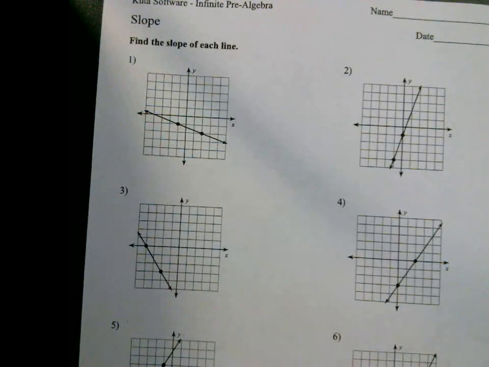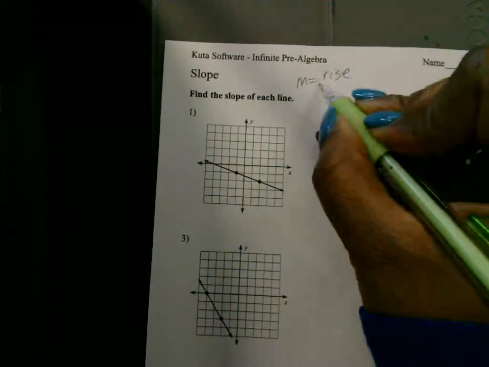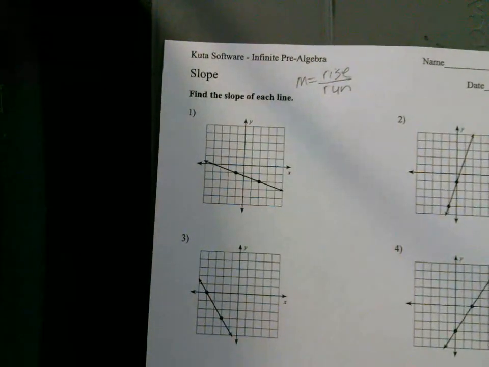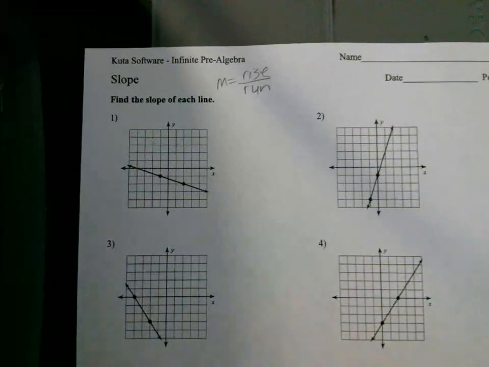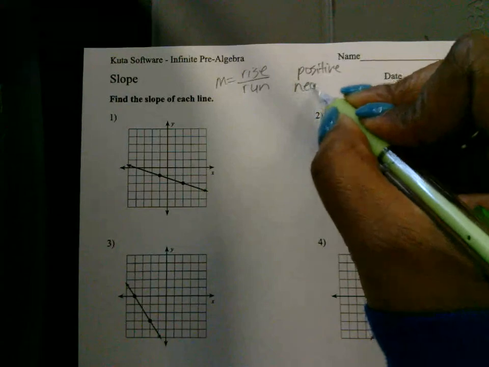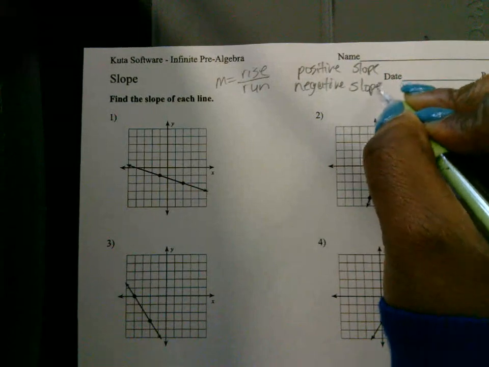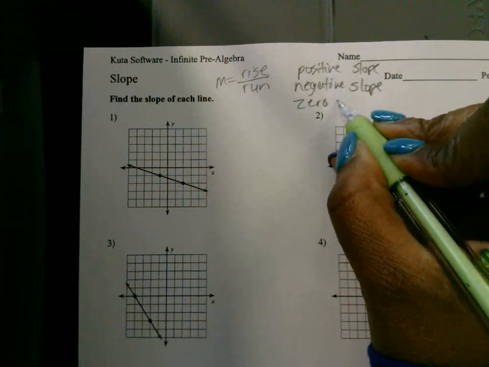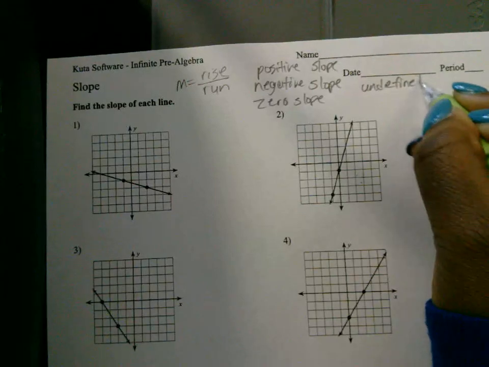All right, here we go. I need you to write the formula for slope. The formula for slope is rise over run. I need you to write the different kinds of slope. Remember, you have positive slope, the line is going up. Negative slope, the line is going down. Zero slope, the line is horizontal. Or undefined slope, the line is vertical, up and down.